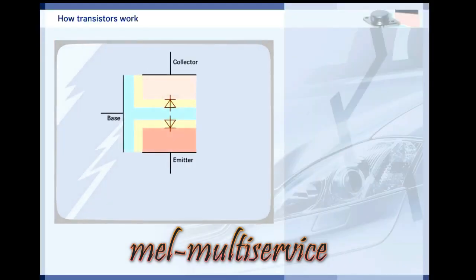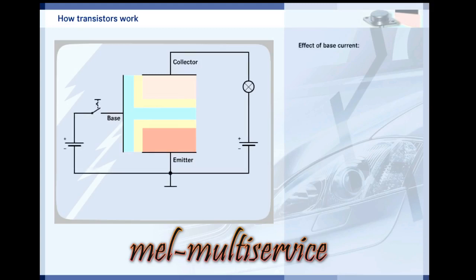The collector base path and the emitter base path are opposing diode paths. No current can flow between the collector and the emitter, whatever the polarity, because a depletion region is always present. But what happens if current is applied to the base? Connect the input circuit by clicking the switch.